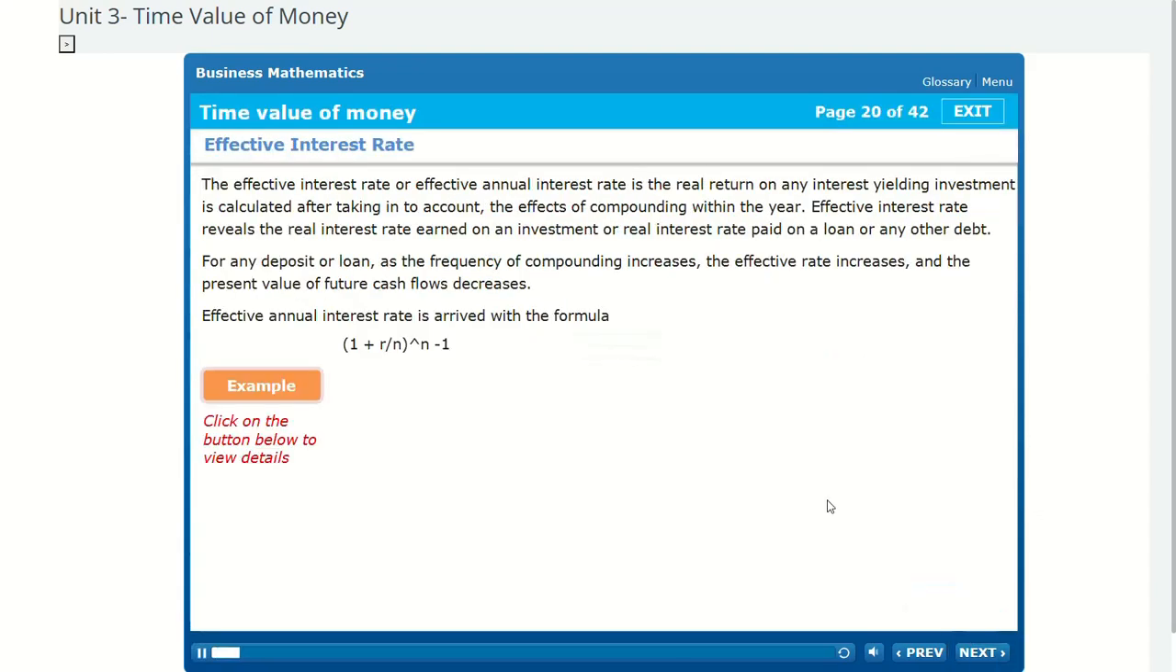Effective interest rate. The effective interest rate or effective annual interest rate is the real return on any interest-yielding investment, calculated after taking into account the effects of compounding within the year. Effective interest rate reveals the real interest rate earned on an investment or real interest rate paid on a loan or any other debt. For any deposit or loan, as the frequency of compounding increases, the effective rate increases, and the present value of future cash flows decreases. Effective annual interest rate is arrived with the formula.